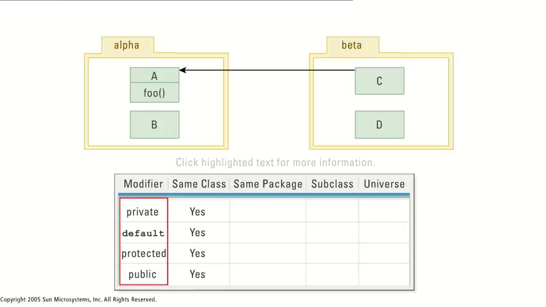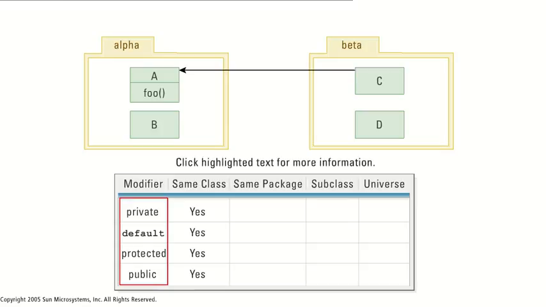So we are going to see how these various modifiers affect our access to the foo method in the A class. But first, let's talk about the relationships of these 4 classes to each other. Now, over in the alpha package, we have the A and B classes. They are both in the same package called alpha. Over in the beta package, we have classes C and D. They are in a different package than the A and B classes. Now, the C class, however, inherits from the A class. That is what the arrow is denoting.